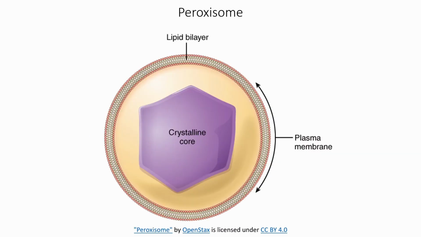And then here is our peroxisome, right? We have this crystalline core on the inside and then membrane on the outside.